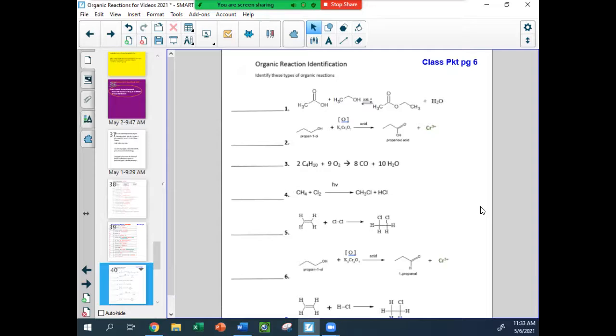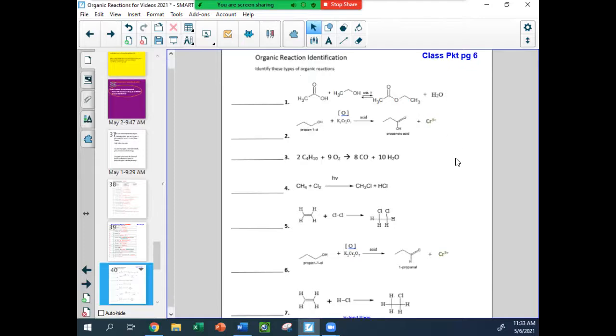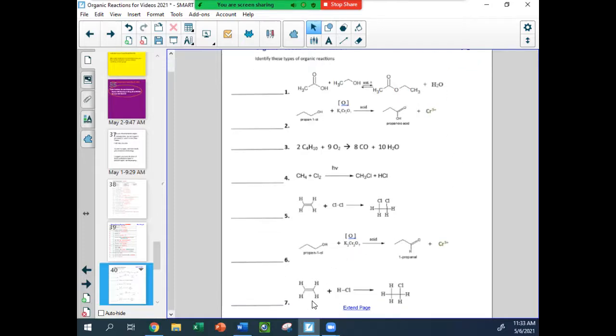Page 6 in your class packet is another fun one. Organic reaction identification. Here you're looking at structural formulas, and you're able to see that this is an acid reacting with an alcohol. What do you get when you take an acid with an alcohol? This is an ester and water. Name that type of organic reaction. If you look through all of these, you should be recognizing.